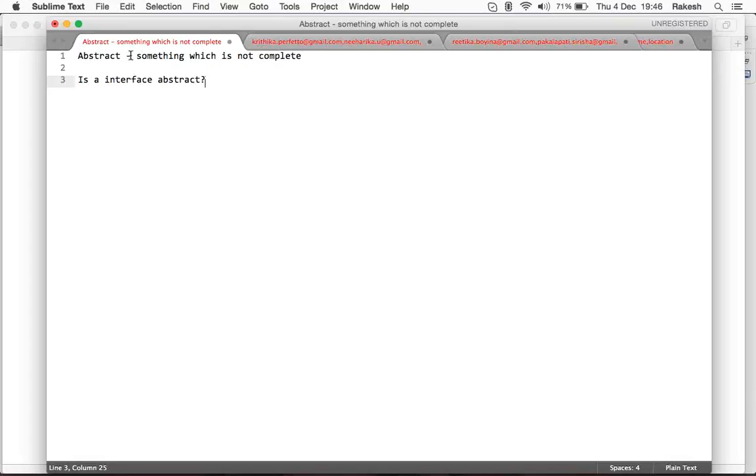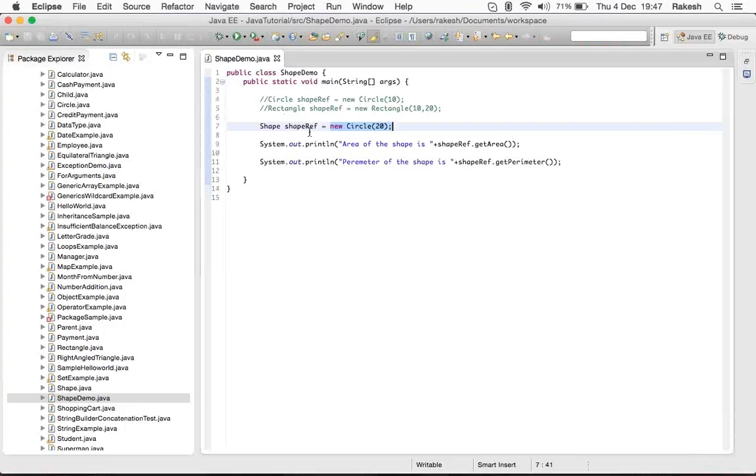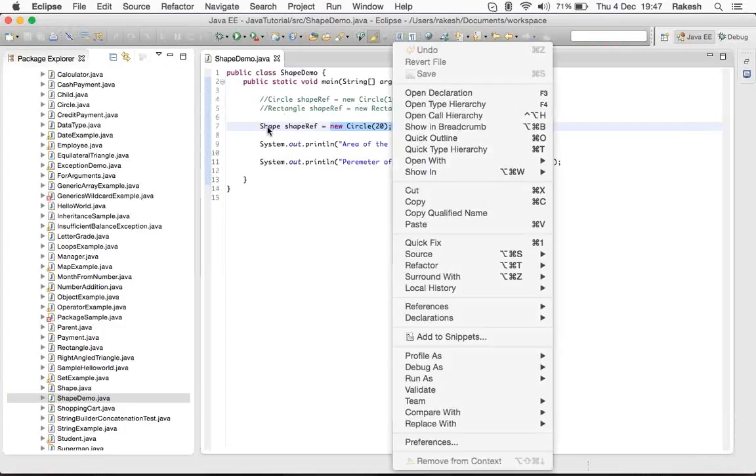So again, let me reiterate. I said abstract is something that is not complete, right? Now let's try to answer this question. Is the interface abstract? So the question is, is the interface complete? Is the interface concrete or not? So let's check. Let's check the shape interface.